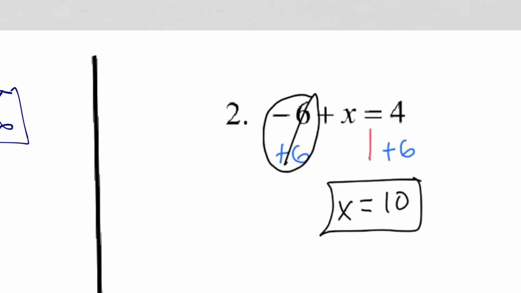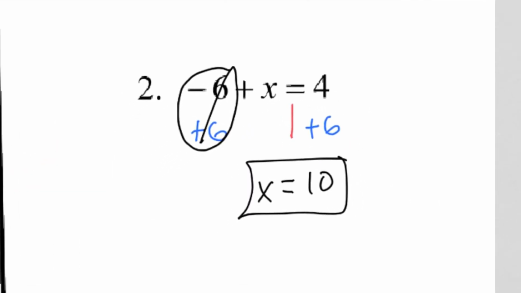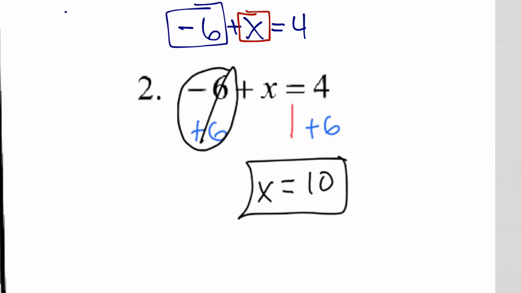Okay, look at this one again. Right here, the original problem is negative 6 plus x equals 4. Well, how am I going to solve that? What I have to do again is the opposite. X wants to be by itself. Who's in the way? Negative 6 is in the way. What's the opposite of negative 6? There it is. I'm going to add 6. But if I add 6 to one side, I have to add 6 to the other side.